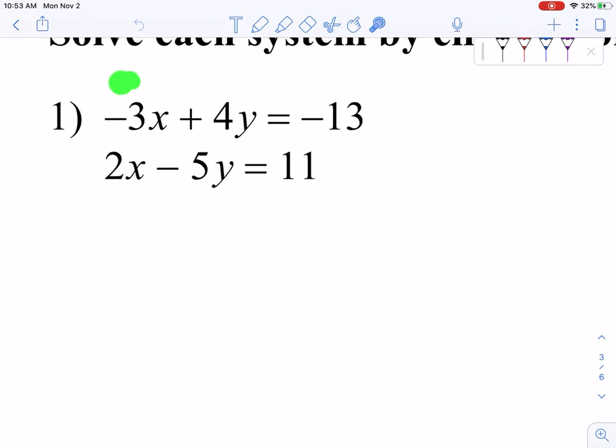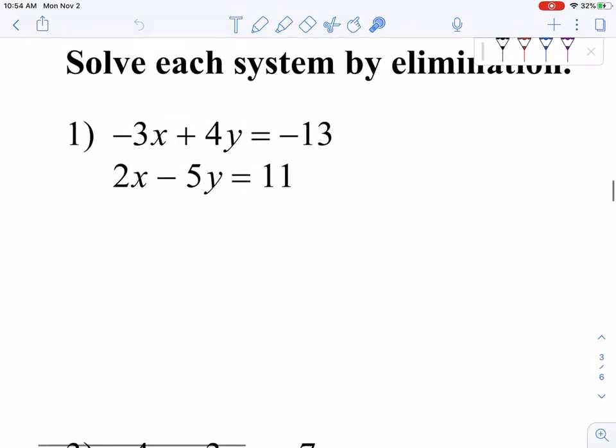So I'm going to take a look at my x's here, and I'm going to notice that I could turn both of these into a 6. So we're looking for common terms or common multiples that we could change these into to get them to eliminate. I could turn a negative 3 into a negative 6, and I could turn a positive 2 into a positive 6. And a negative 6 and a positive 6 would eliminate.